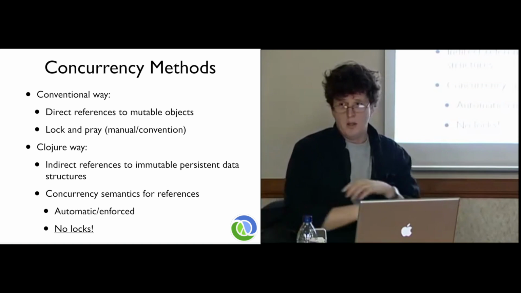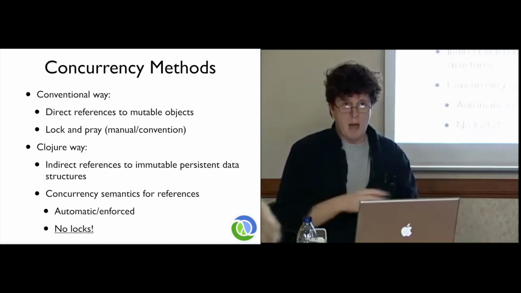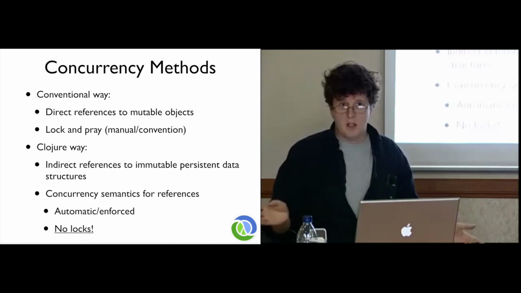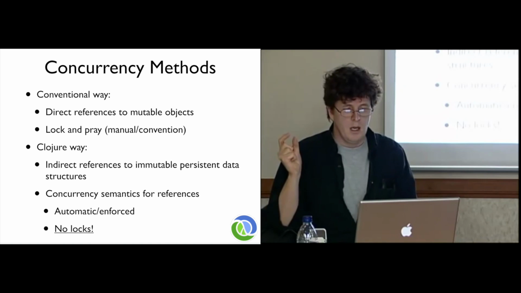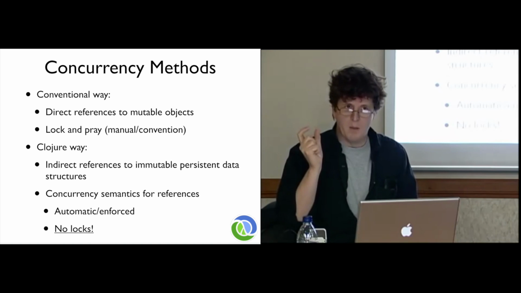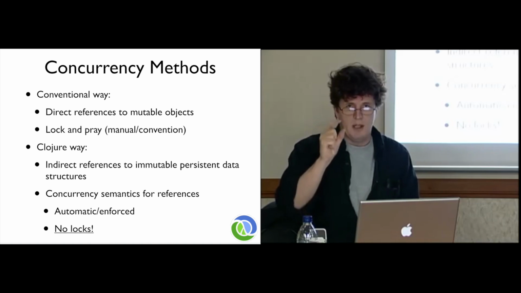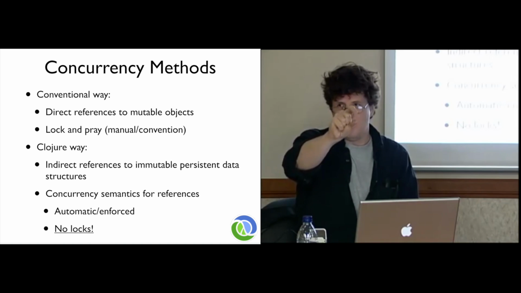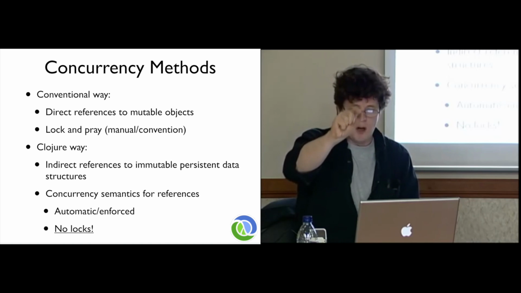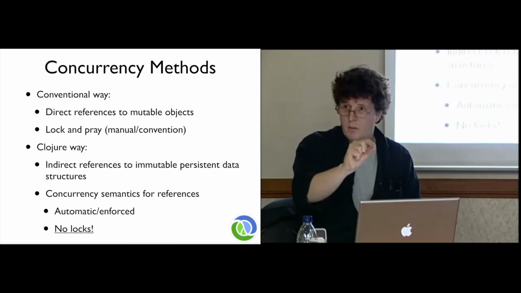Nothing else you saw, none of the strings, characters, all those data structures, lists, vectors, maps, sets, none of that can change. The only things that can change are these reference types. And what's important about them is they have concurrency semantics. Because they're indirect, your program isn't just twiddling them. Your program has to use functions to make them point to different things. And those functions have concurrency semantics, which I'll talk about in a minute, which means that they're automatic, right?